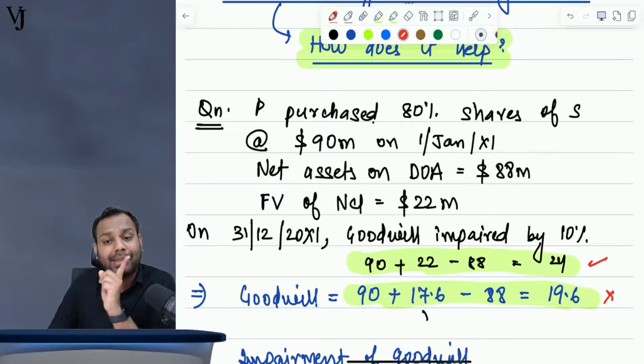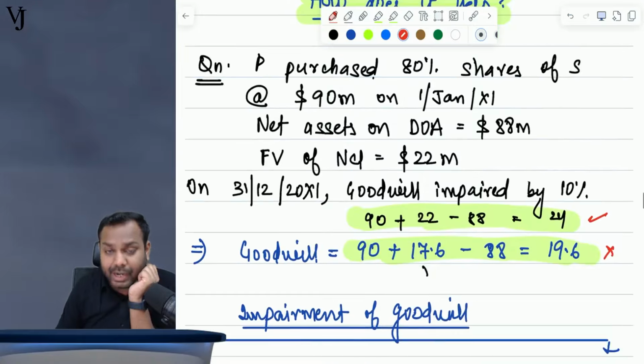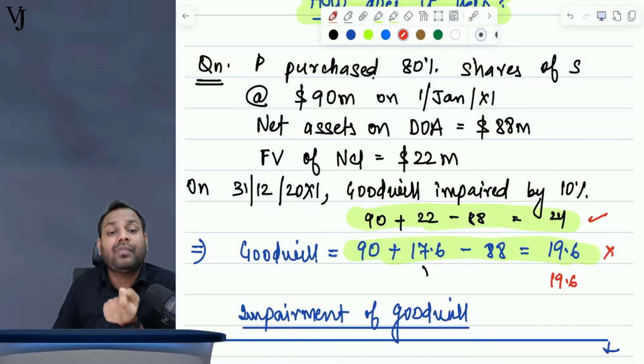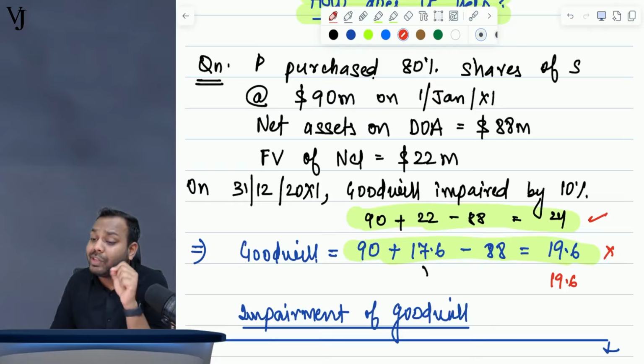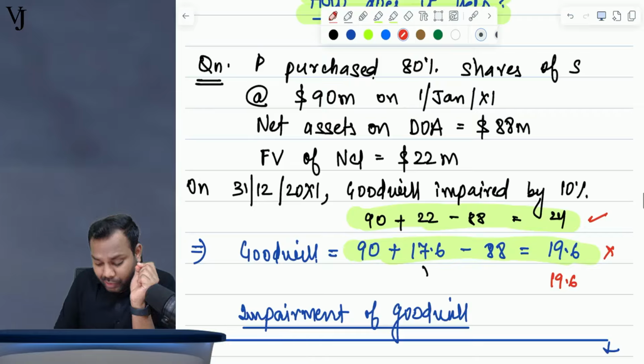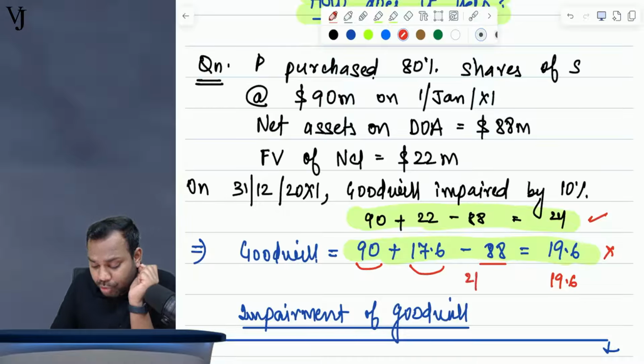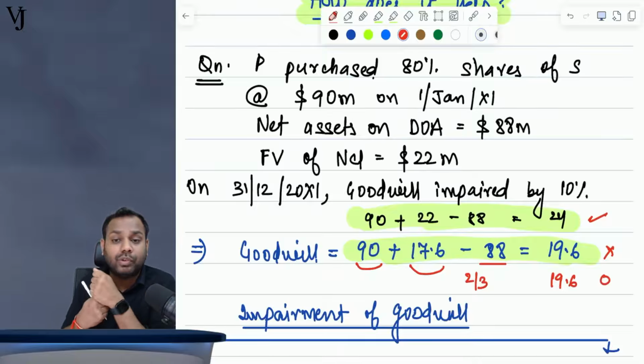But understand, if a student simply writes goodwill is 19.6, he will fetch 0 marks. But if a student has written that investment is 90 and NCI is 17.6 and net assets is 88, and then my goodwill comes to 19.6, that student will fetch 2 out of 3. But if you are writing simply 19.6, that student will score 0.